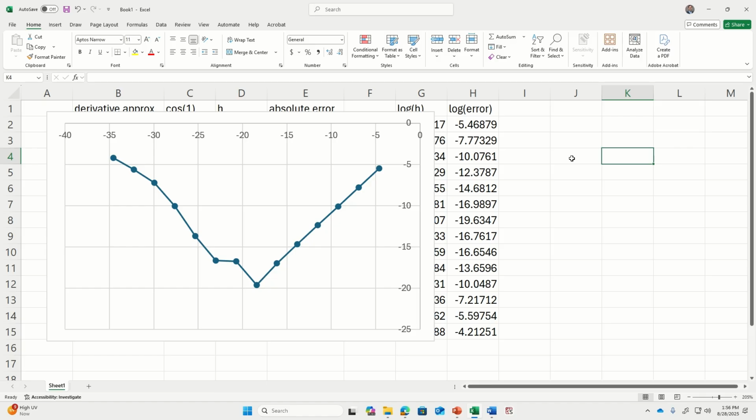So what's causing the error? If this theoretically should continue to decrease and get better and better, why does it suddenly make a V shape and start increasing in error again? Is it because it's rounding to the nearest bit? Yep. This is because of that stupid round off error that we were talking about last time.